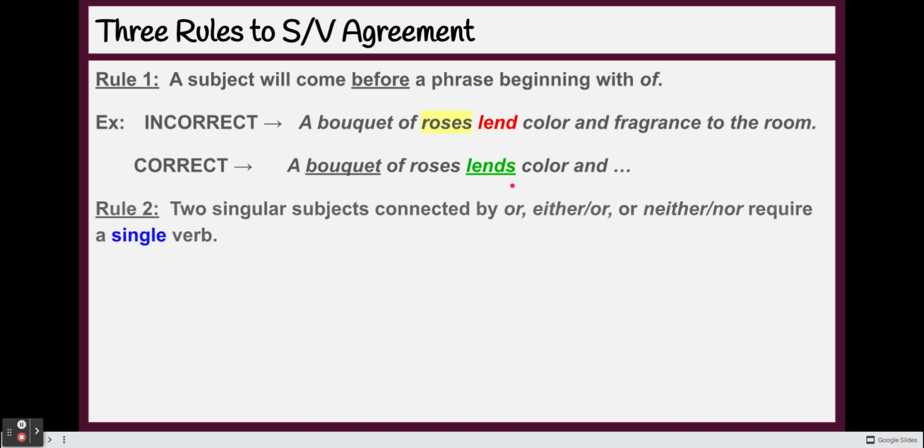Rule number 2 says 2 singular subjects that are connected by one of these words or a pair of these words will require a single verb. Again, these are going to make more sense when you see them in context. So here we have my aunt or my uncle is arriving by train today. Notice you have one aunt, one singular uncle. Because you have a singular subject here, a singular subject here, being joined by this word here, we have to use a single verb, singular verb.